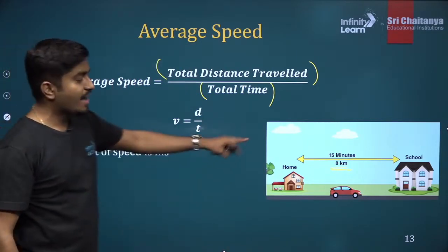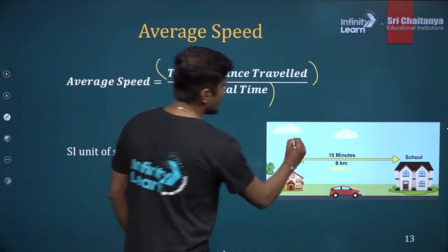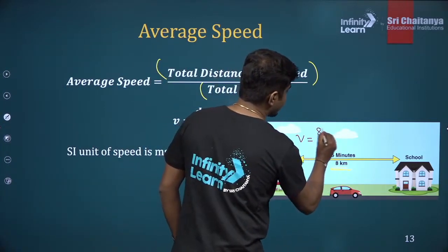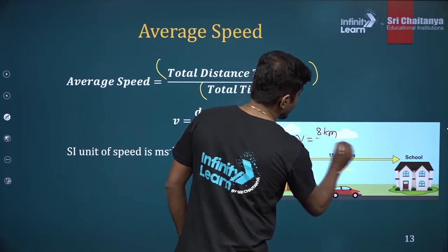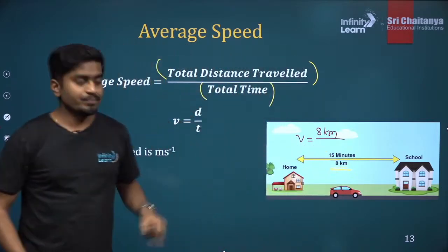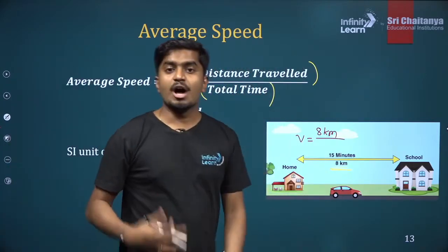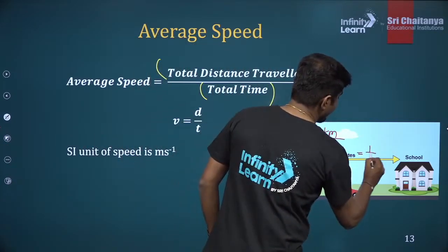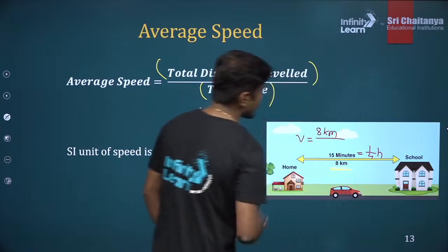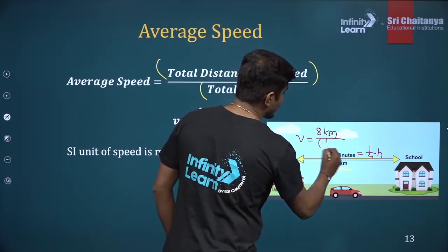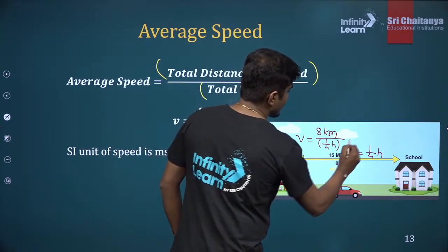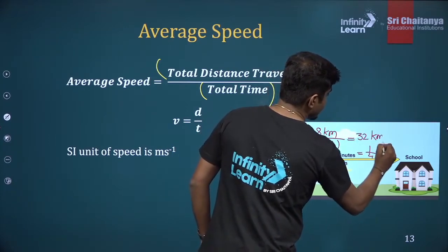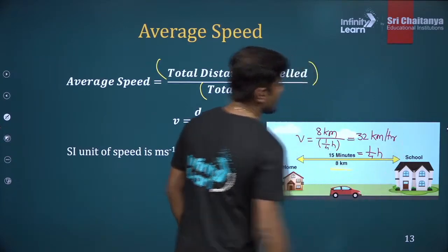How will you calculate the average speed here? Speed is nothing but total distance, which is 8 kilometers, divided by total time. 15 minutes is how many hours? It is nothing but 1 by 4 hours. So total distance divided by total time. So this will come out to be 32 kilometers per hour.